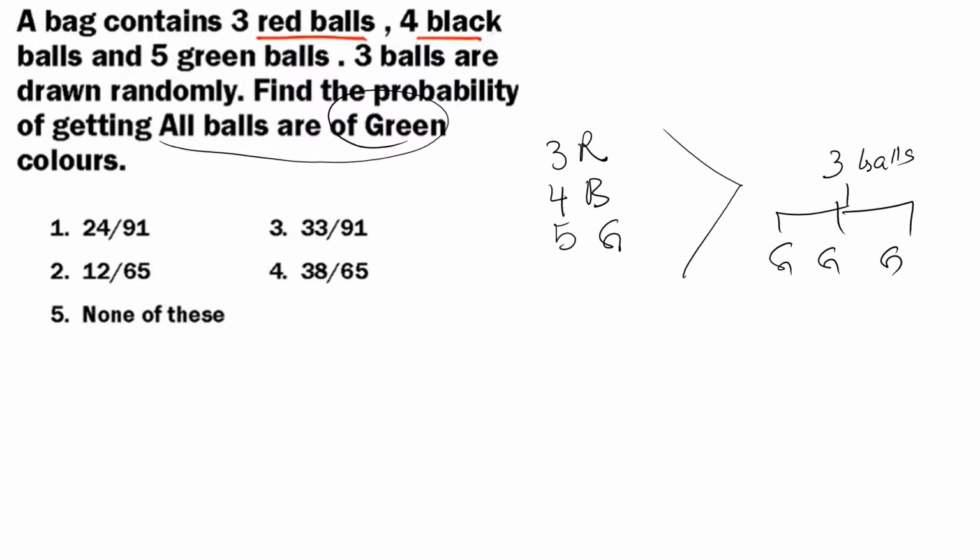So what is the total number of outcomes? The total number of outcomes will be how many? 9, 10, 11, 12 balls. 12 in total. So 12C3. All the balls are green. It means the selection of the green balls from the green balls. So out of 5 green balls, you have to select the 3 green balls.